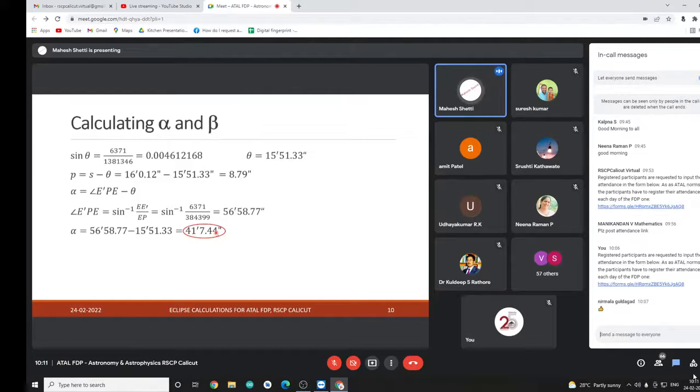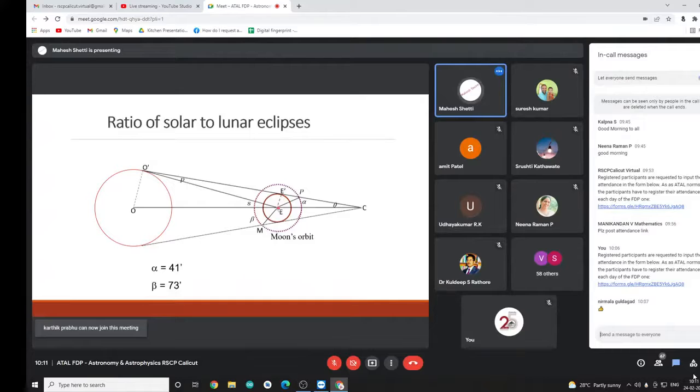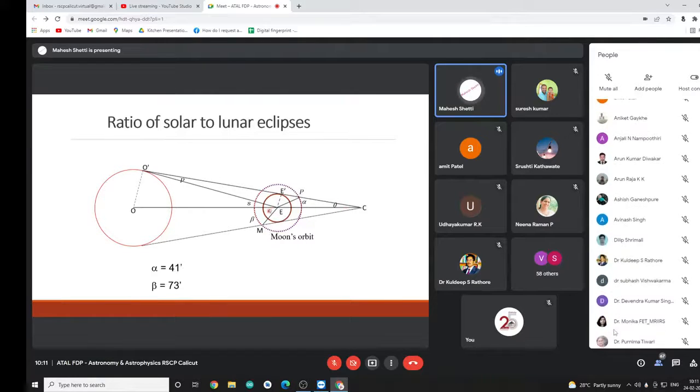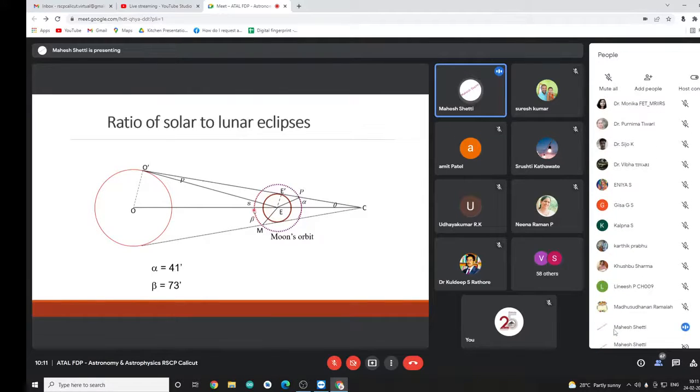So this is angle alpha. For angle beta, we have to consider angle EMC plus theta. What is EMC plus theta? Let us go back. So E, M and C we are talking about. This particular angle plus this angle, which is also theta because this is symmetric, will add up to give you this angle. It is the exterior angle property. But this angle is nothing but angle beta.